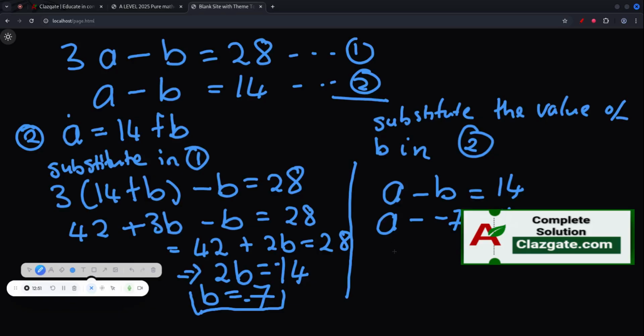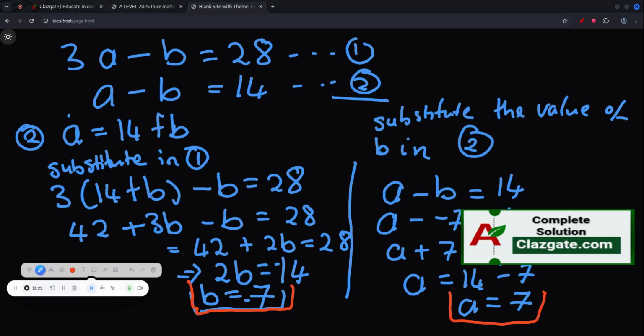And then this will be A plus 7 is equal to 14. Then A is going to be equal to 14 minus 7. So at the end of the day, A is equal to 7 because 14 minus 7 is 7. So we've had our value of A and B now. B is equal to negative 7 and A is equal to 7. So that's it.